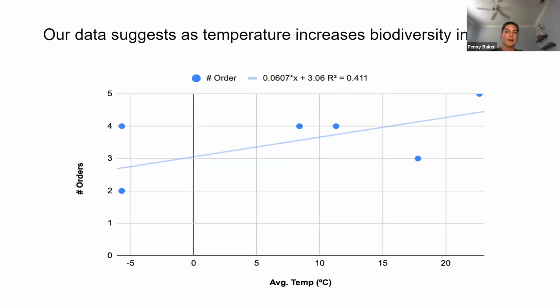Here is a graph showing the correlation between the average temperature at each individual site and the number of orders we found. And when we say orders, we mean the specific type of species classified. And this data suggests that as temperature increases, so does the biodiversity. Next slide.